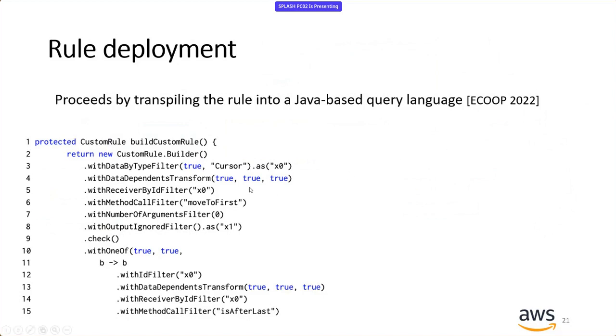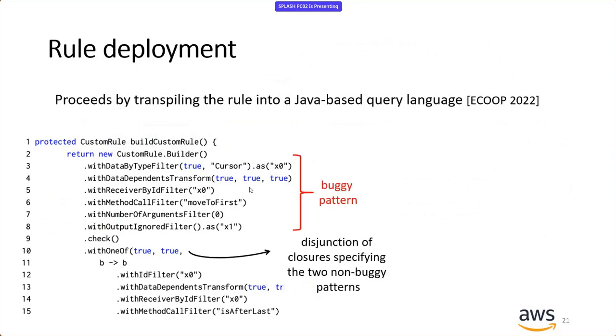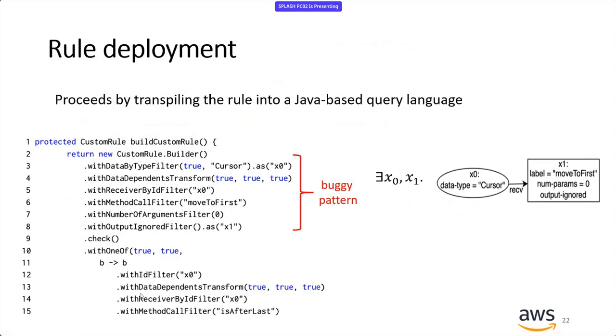The structure of the rule is very similar to the logical formulation that I described before. Everything before check in this query corresponds to a buggy pattern. Everything after check is a disjunction of different non-buggy patterns. And the query here corresponds to this graphical pattern, and it proceeds by asserting all the facts that are true for this graphical pattern.